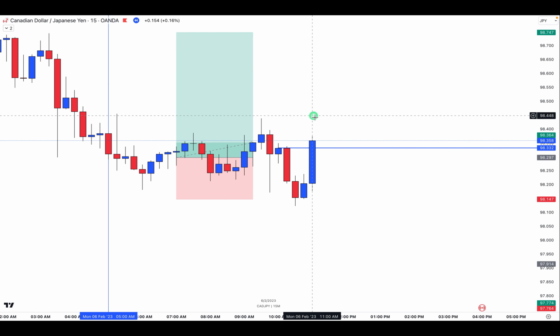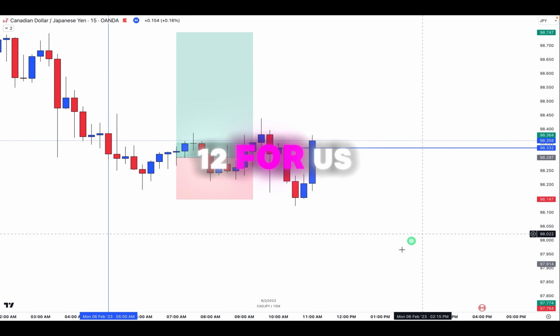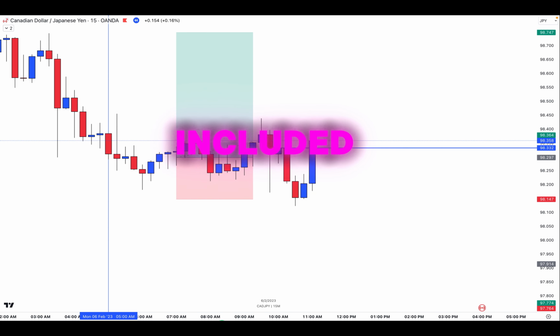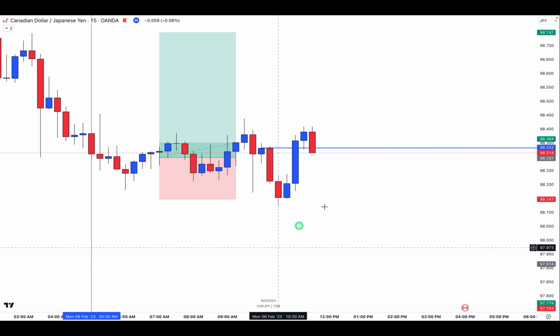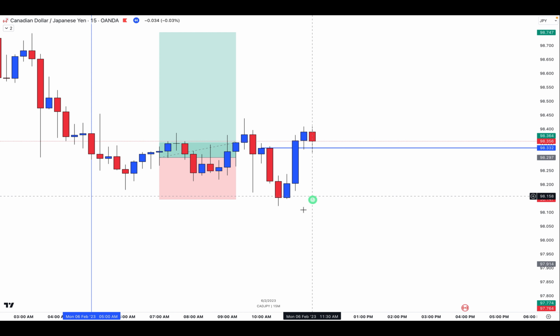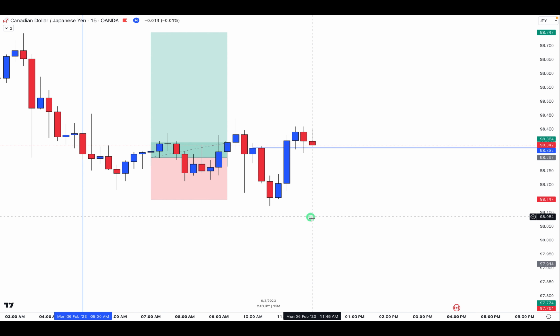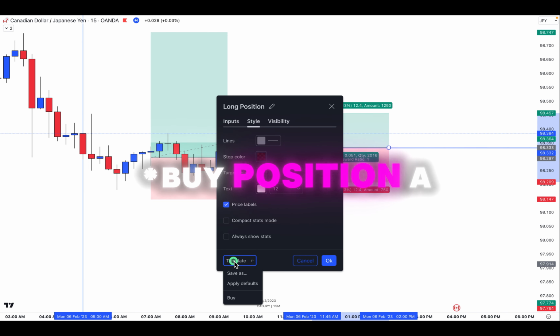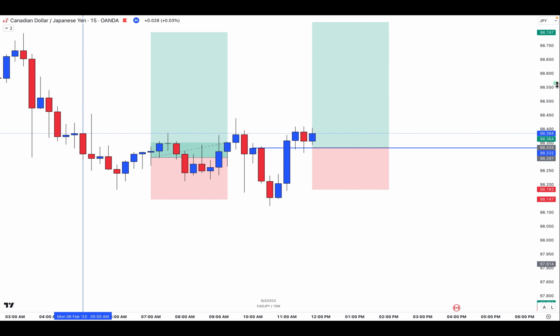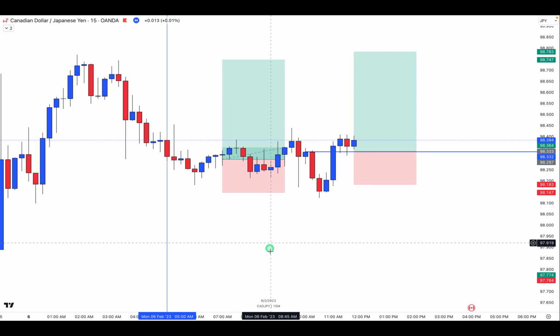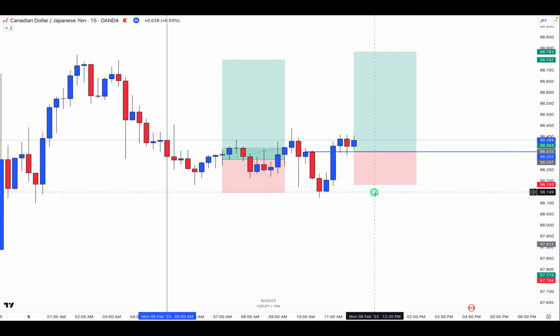If you go here, this is 11. Let's wait till 12 for us to be included. So this is 11:15. This is 11:30. We're not in the trade yet. And this is 11:45. So here we can place our sell position, a sell limit. We wait for the price to come here to let us in, and we see how it will react after, if it either goes to break even, stop loss, or take profit.